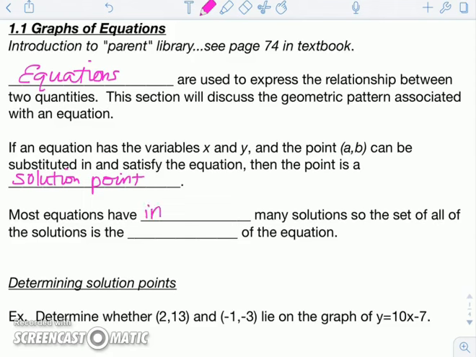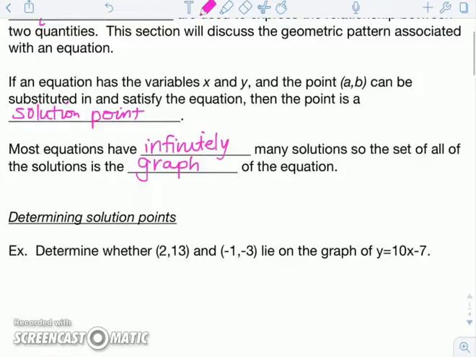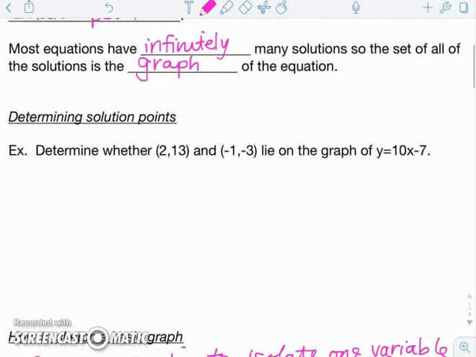Most equations have infinitely many solution points, so the set of all the solutions is called the graph of the equation. Think about when you're graphing a line or any sort of function. If you're graphing an open-ended function, you're going to put arrows on the end, meaning it goes on forever. It's infinite. There's infinitely many solutions to the equation. However, it does not mean that every single coordinate pair you plug in is going to work. It just means that for every x you plug in, there will be a y that goes with it. We're going to look later in the year at equations where this isn't the case. We'll talk about how they behave, why they behave like that, but that's later in the year.